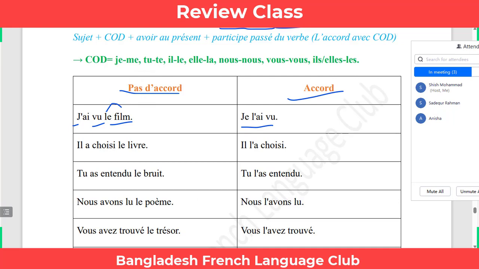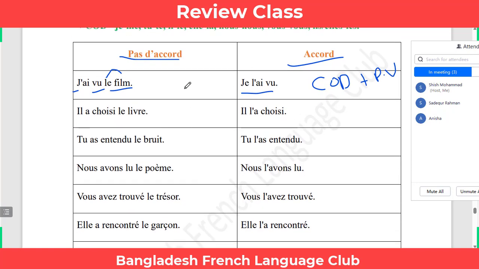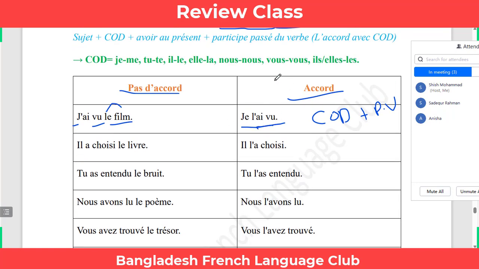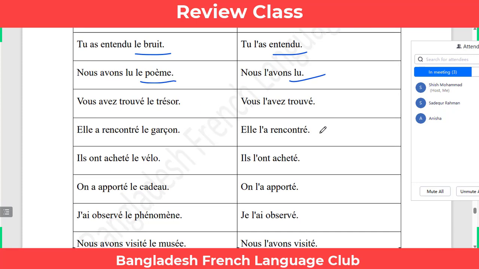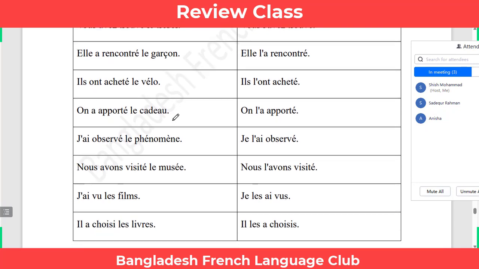So whenever we do it in the passé composé, then this COD must be agreed with the principal verb. Okay, so let's see some examples. We can't see any difference, because le film is masculine singular, that's why with vu there is nothing. This is the same thing: le livre, with lu nothing; le bruit, nothing; le poème, with lu nothing. And okay, let's see where the difference is.